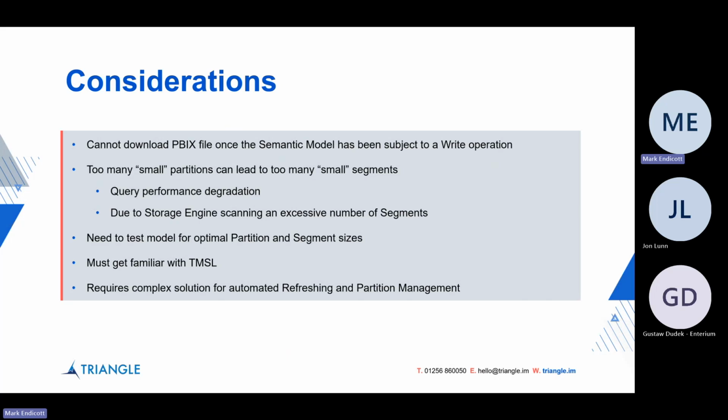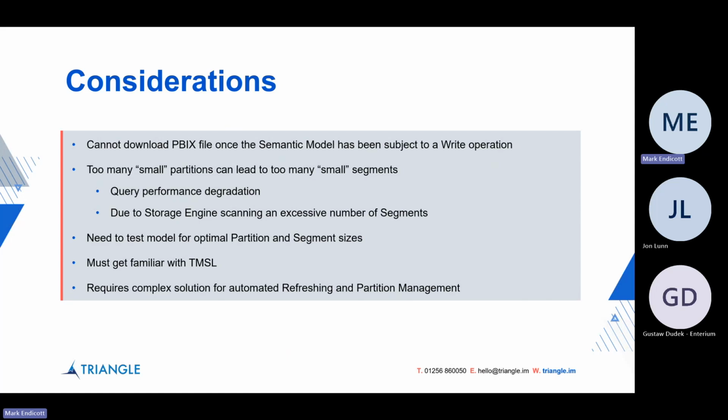The next consideration is, as I mentioned earlier, there is a possibility you could negatively impact query performance by having too many small partitions, which lead to too many small segments. Segments are tiny little things that live inside partitions. You can obviously control the size of your partitions through the policy that you set, or through the M code that you give it, or the filtering. You can't really decide the size of the segments unless you start playing around with some really advanced settings that I've had to go through.